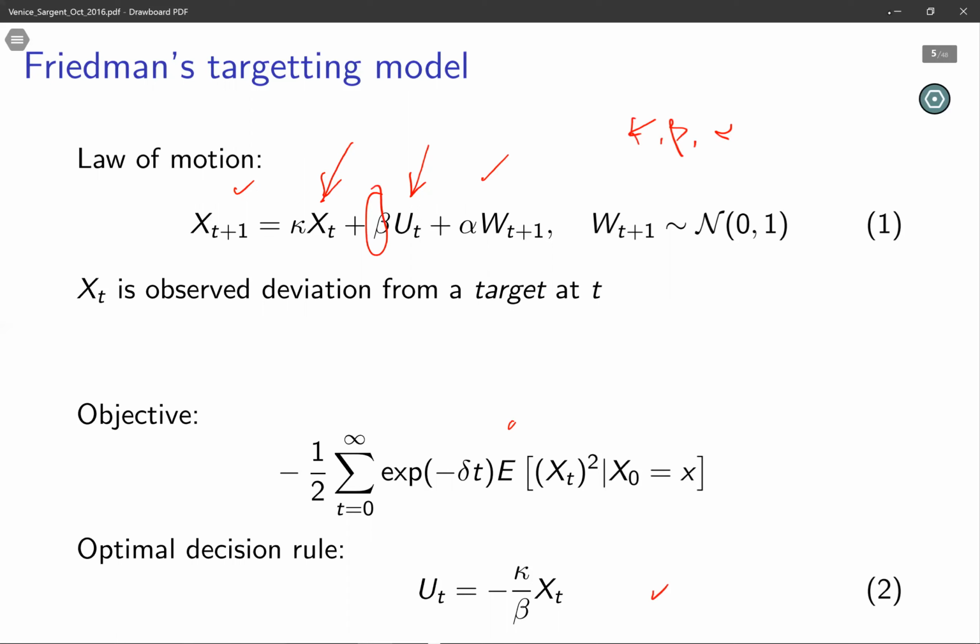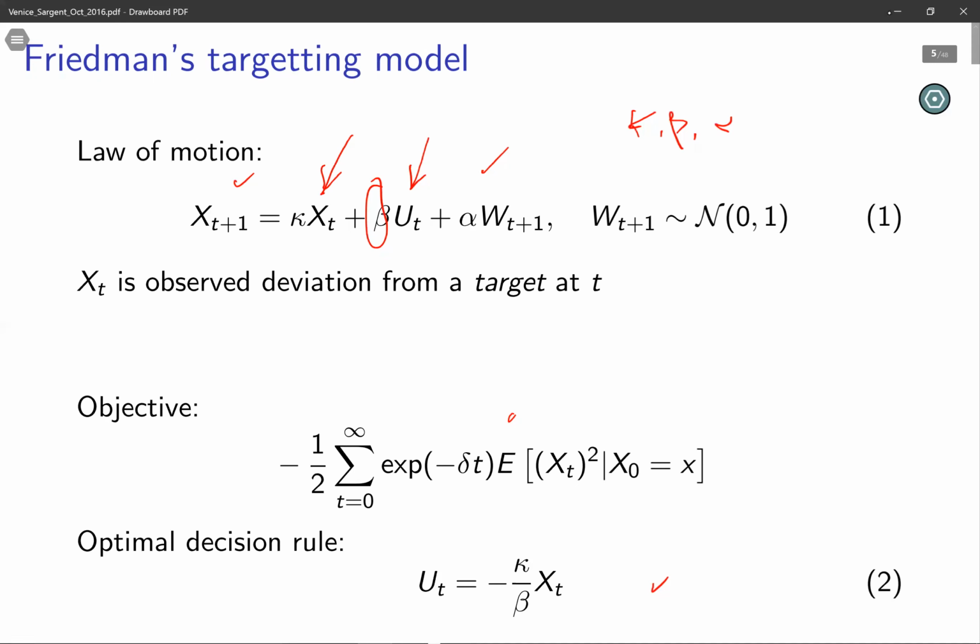And so in the early 50s, macroeconomists and econometricians were excited about using macroeconomic models to give advice to policy makers. And this is a simple example Friedman came up with as an example of what they might be doing. So that's the optimum decision rule.